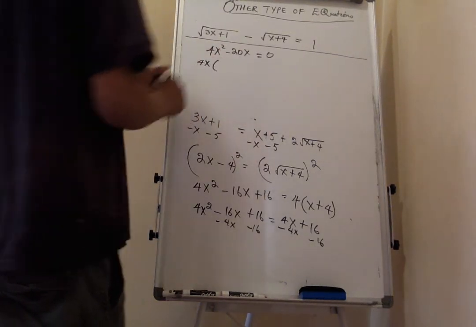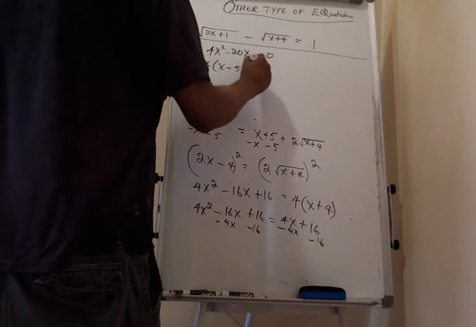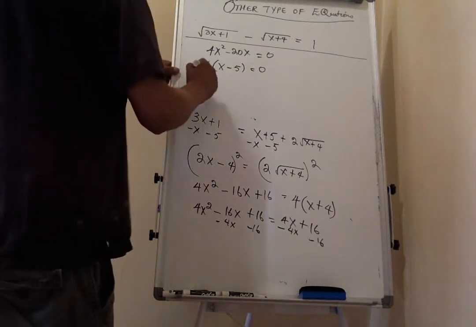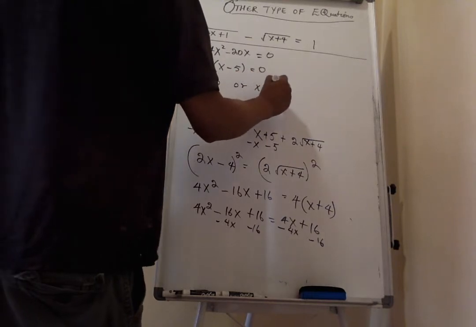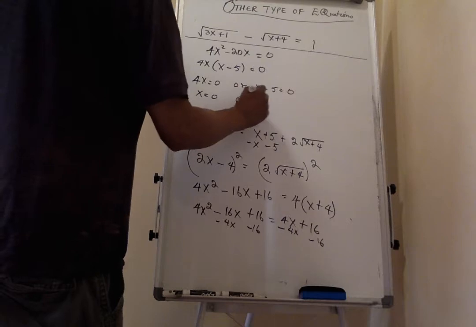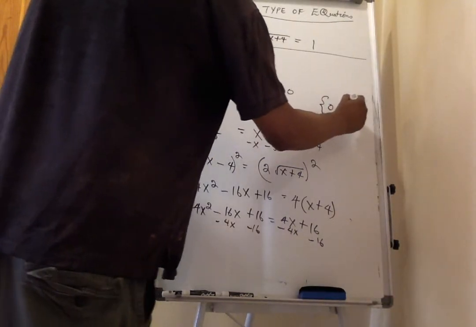Now you know how to do this. Take 4x out, and what is left is x minus 5 is equal to 0, right? Then this means 4x is equal to 0, or x minus 5 is equal to 0, then x is equal to 0, or x is equal to 5. So you have two values, 0 and 5.